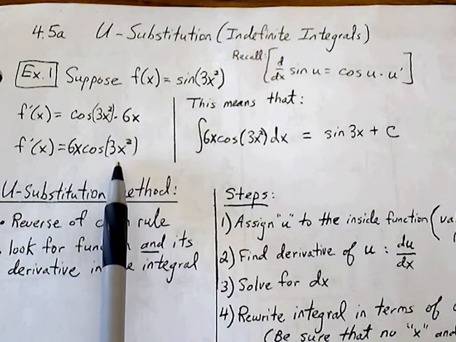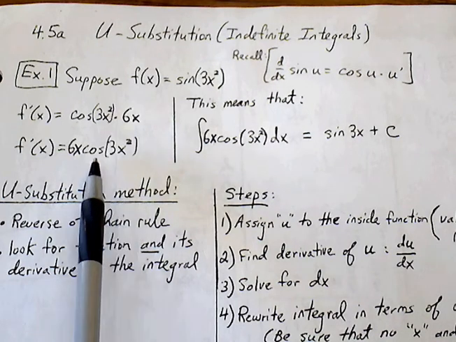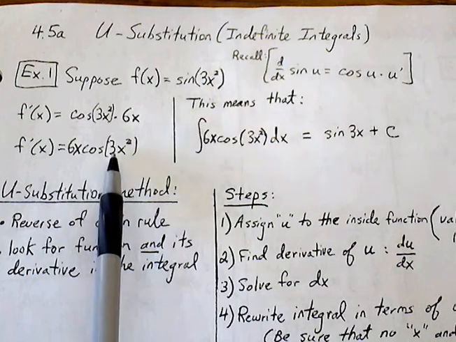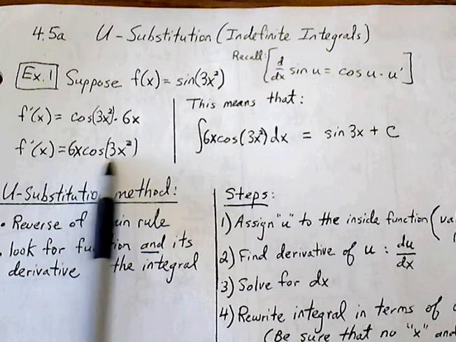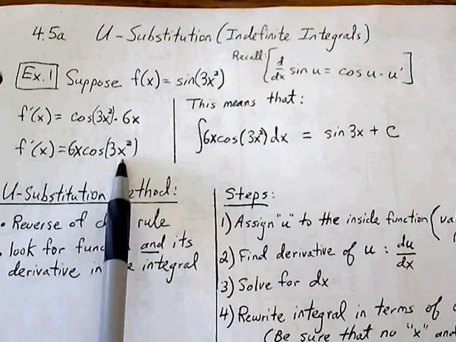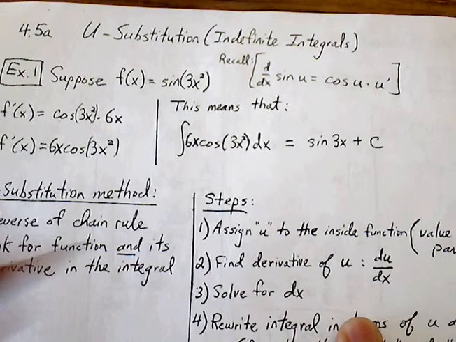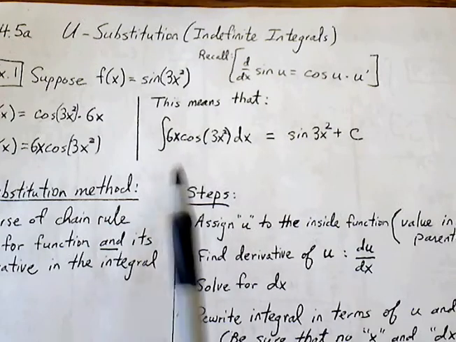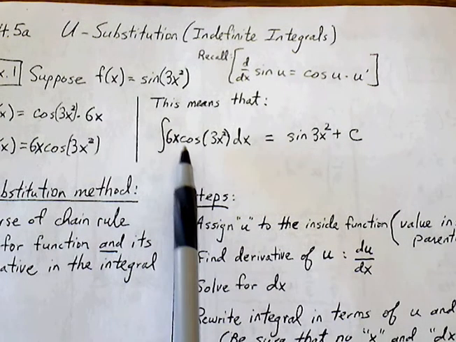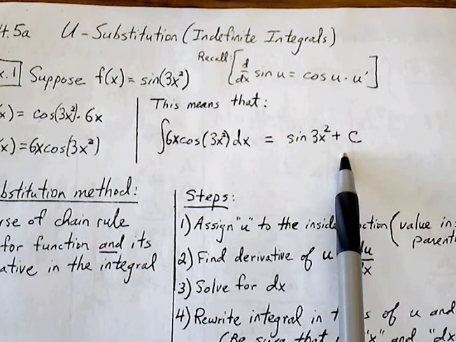Now we know that derivatives and integrals are inverse operations of each other. So if we go in one direction, we should be able to go back in the other direction. If I find the integral of 6x cosine of 3x squared, that should bring me back to sine of 3x squared plus c. We know that this direction works, so the integral of 6x cosine of 3x squared must be equal to sine of 3x squared plus c.